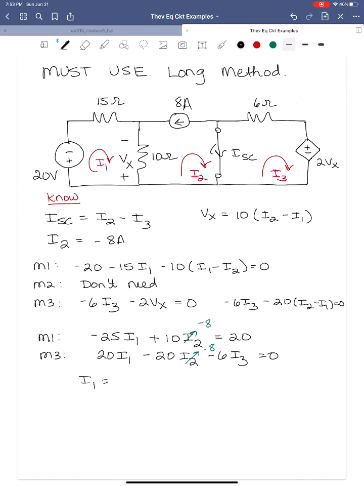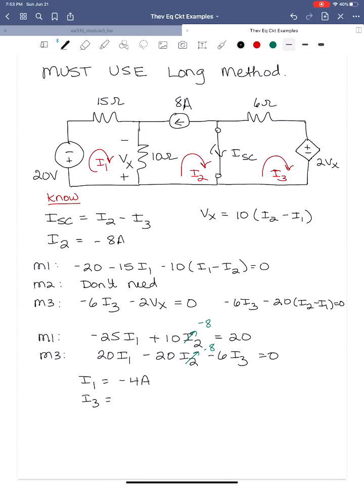is equal to minus 4 amps. I2 we already know is minus 8. And then I3 will be, for some reason I don't have I3 written down.